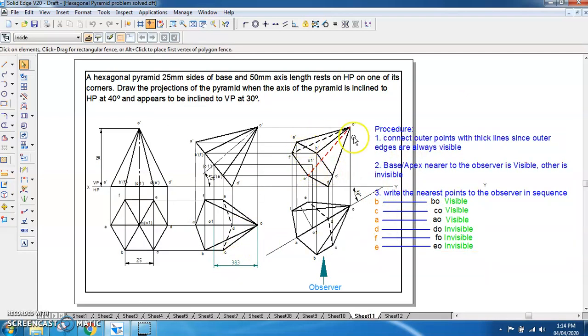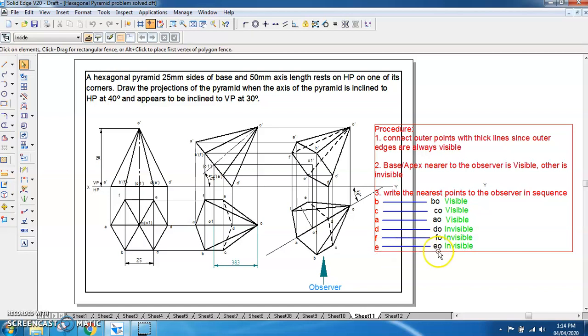That is, connect all the outer points with a thick line as we are forming the outer edges. Then see the base or apex nearer to the observer. So here the base is nearer to the observer, so the base is marked as visible. And then again we have to mark down all the points. When the observer is here, B is the first nearest point, C is the second nearest point, A is the third nearest point, D is the fourth nearest point, F is the fifth nearest point and E is the sixth nearest point. So the last nearest is the first farthest.